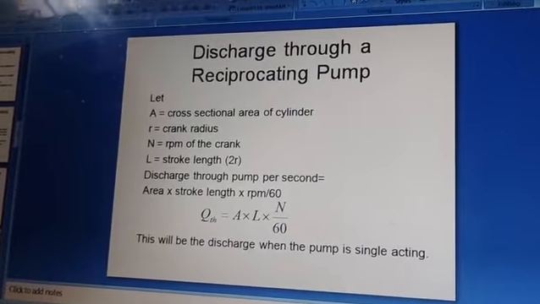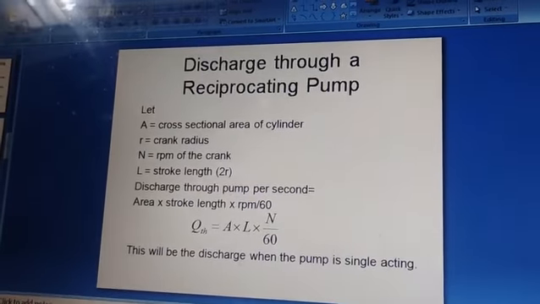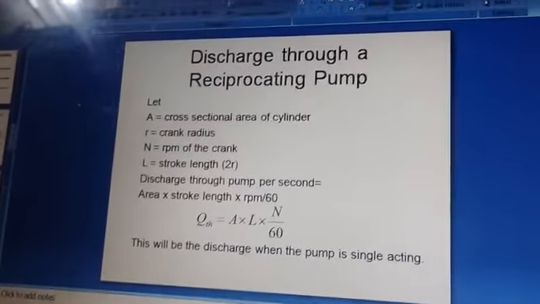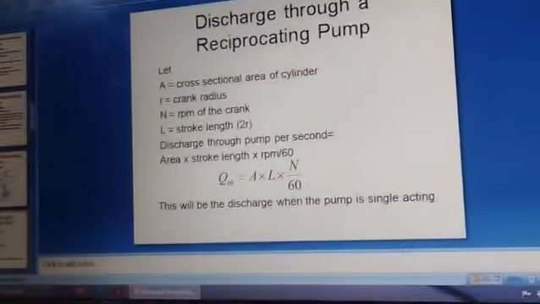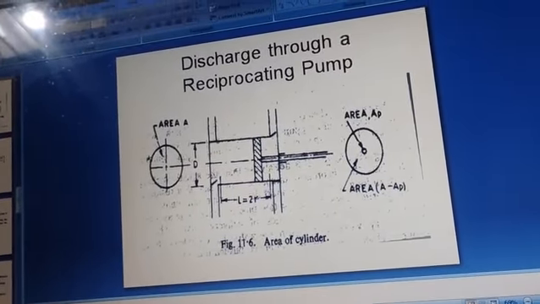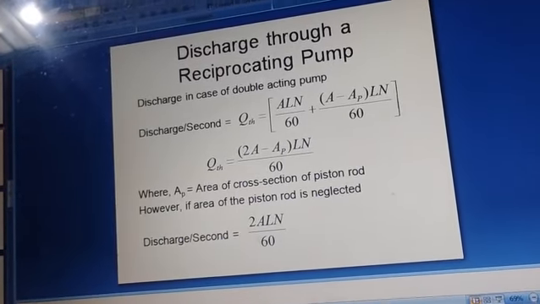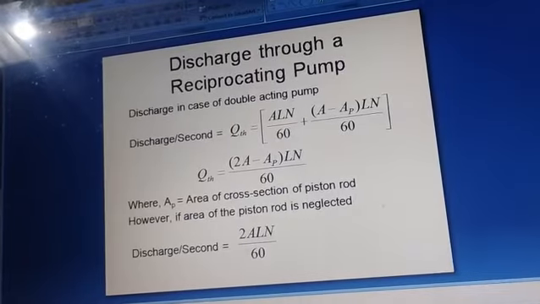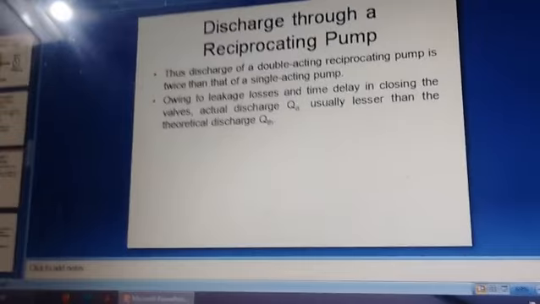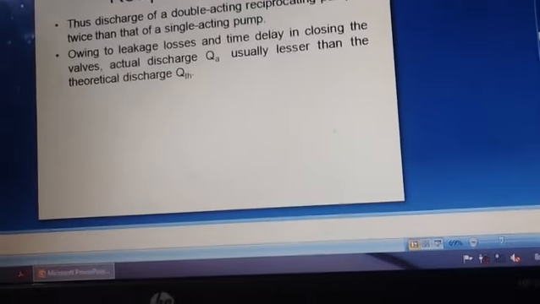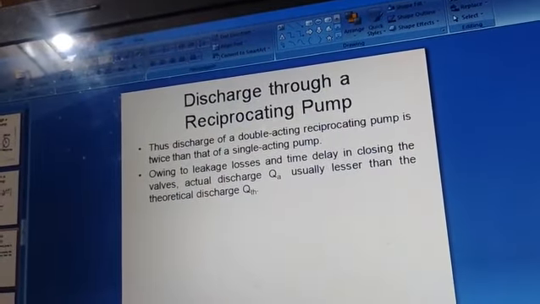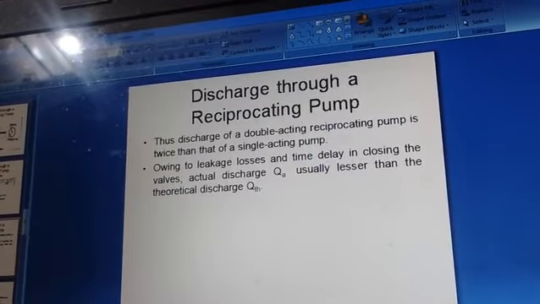Here the discharge through a reciprocating pump, the theoretical discharge, is equal to A into L into N by 60, where A is the area of the cylinder. This is a simple formula for finding the discharge through a reciprocating pump. Thus the discharge of a double acting reciprocating pump is twice that of the single acting reciprocating pump. Owing to leakage losses and a time delay in closing the valves, the actual discharge is usually less than the theoretical discharge.